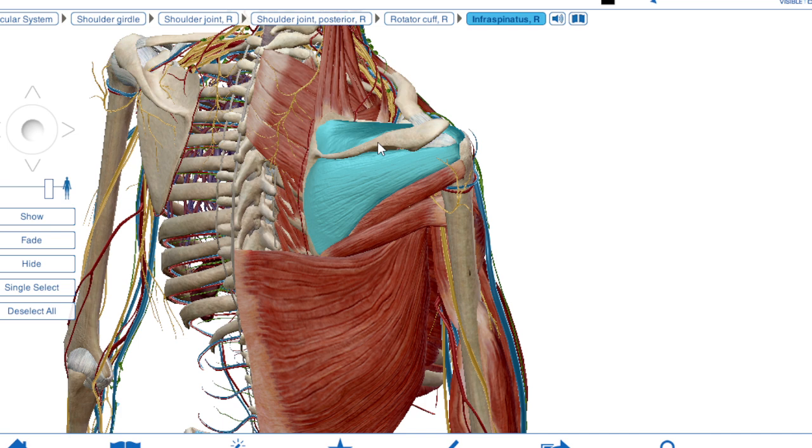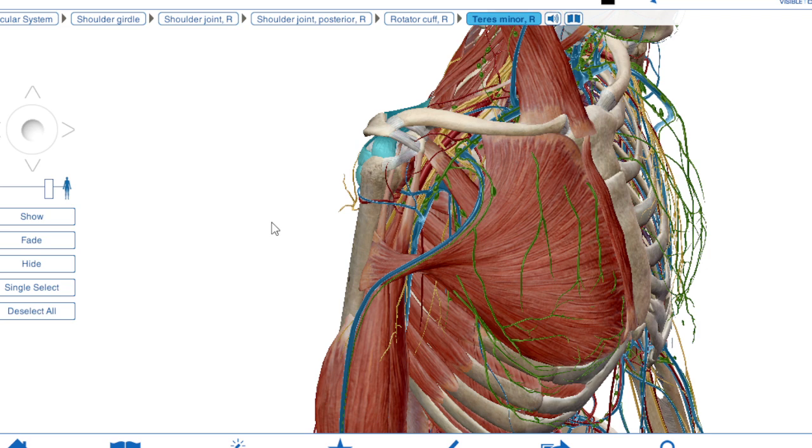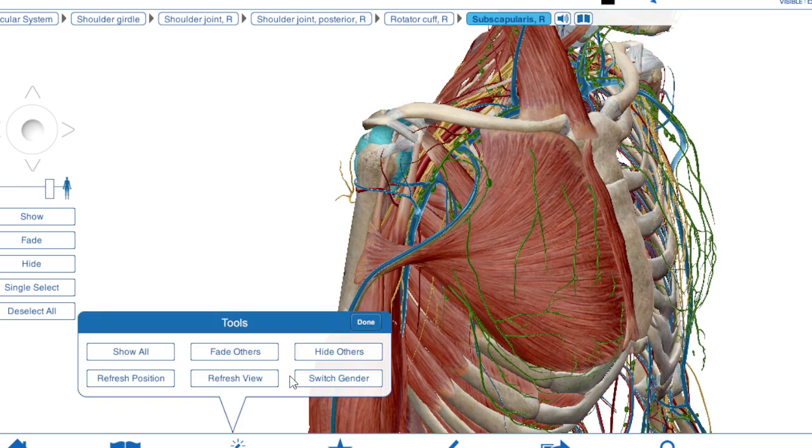So just revise: supraspinatus, infraspinatus, and teres minor. The teres minor is here, and this is the subscapularis muscle. The subscapularis muscle is not showing, but I will show it.